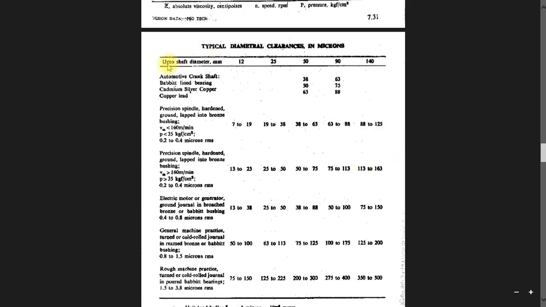See here, up to the shaft diameter. The shaft diameter is more than 90 mm. See here, the shaft diameters are 12, 25, 50, 90, 140. The shaft diameter for us is 95 mm. So I have to consider only this 140.